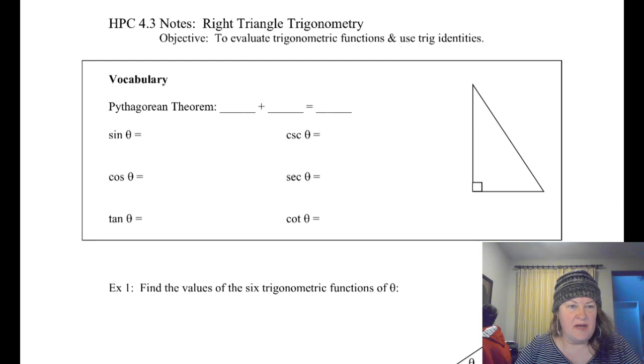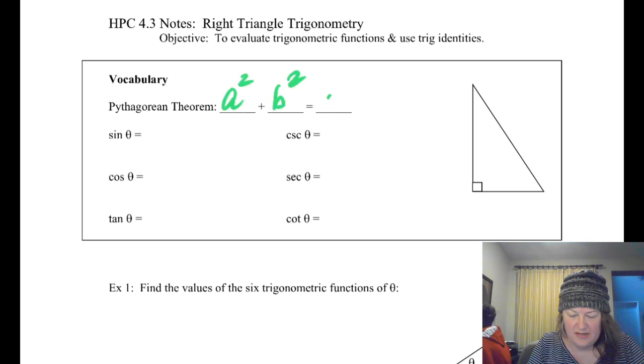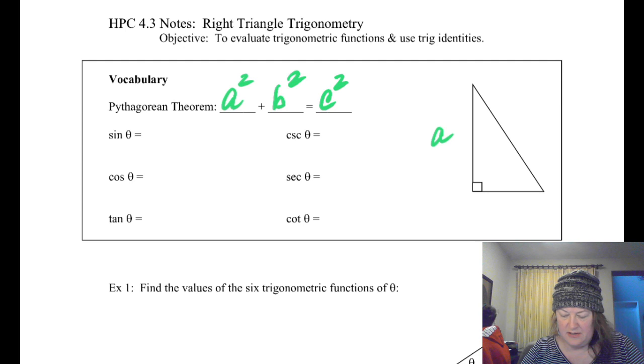So I'm doing the 4.3 notes for right triangle trig. This is a review of geometry and probably algebra 2 as well. We're going to start out with reviewing the Pythagorean theorem, which hopefully you remember, is a squared plus b squared equals c squared. That is assuming that a and b are the two legs of a right triangle and c is the hypotenuse. So if we had two of the sides, we could use the Pythagorean theorem and solve for any one missing side.